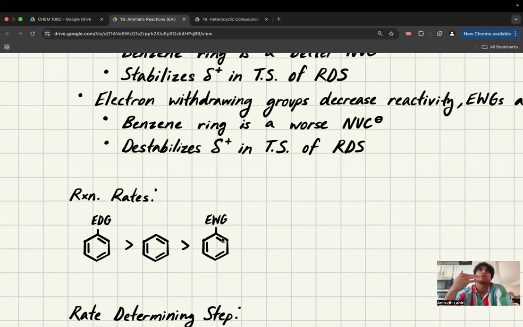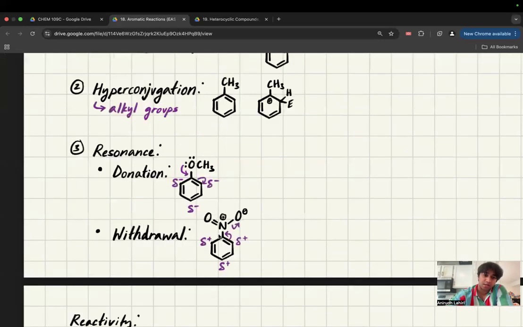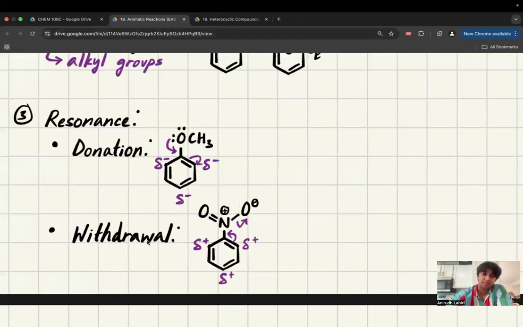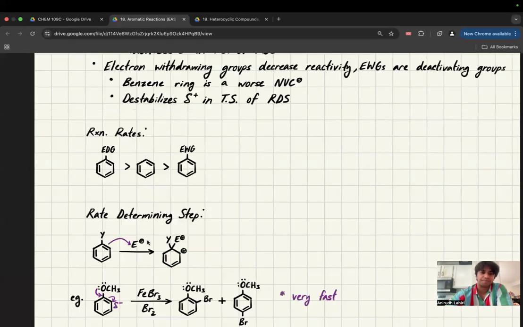And within these groups, we have subcategories like strongly and weakly activating or deactivating. We have different categorizations, which I do implore you to go through. But I think most of the time, as long as you have a good understanding of this specifically, you're going to be able to get it.